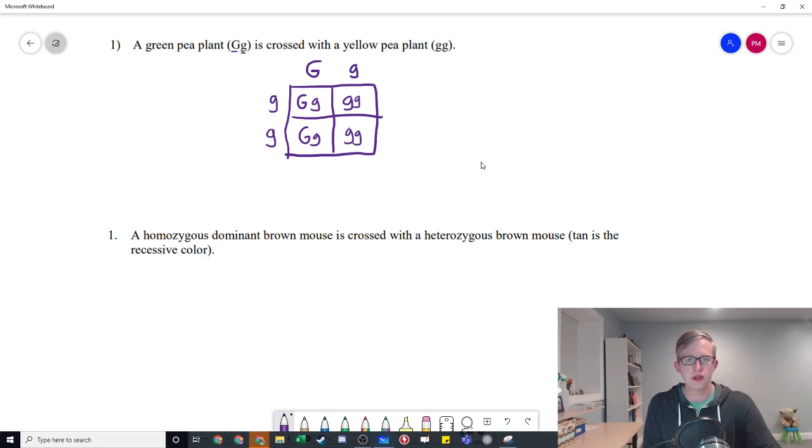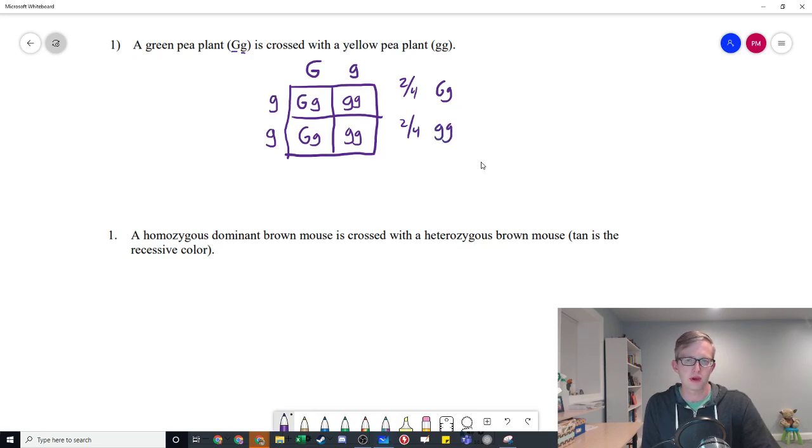So in the end, we have a 50-50 shot of whether we're going to end up with an offspring, or a new individual, who has a big G, little g, or a little g, little g. And so when we do that, we want to write that out as a 2 out of 4 possibility of big G, little g, and a 2 out of 4 possibility of little g, little g.